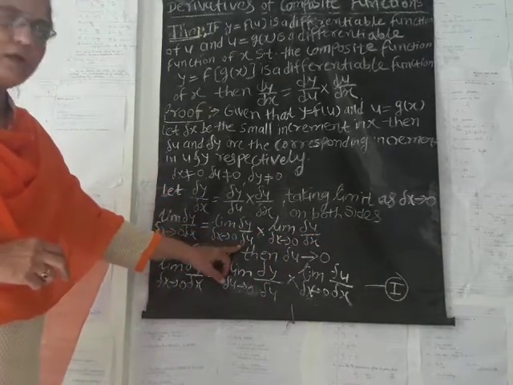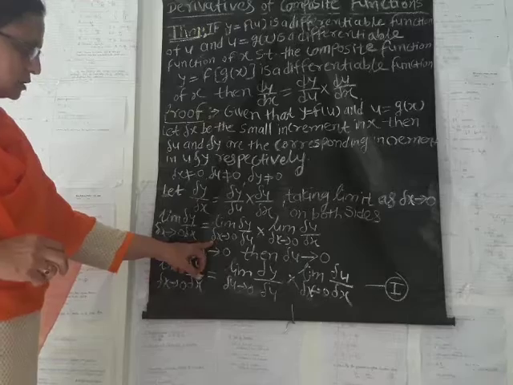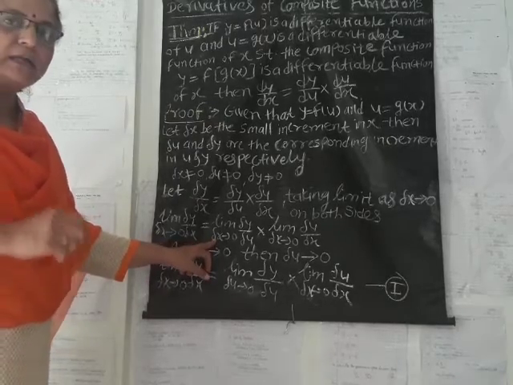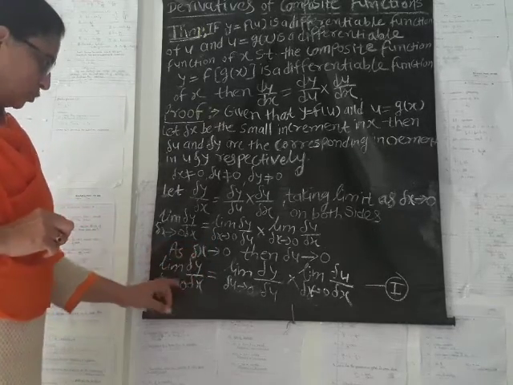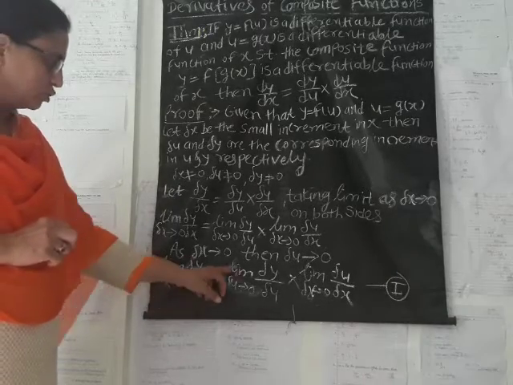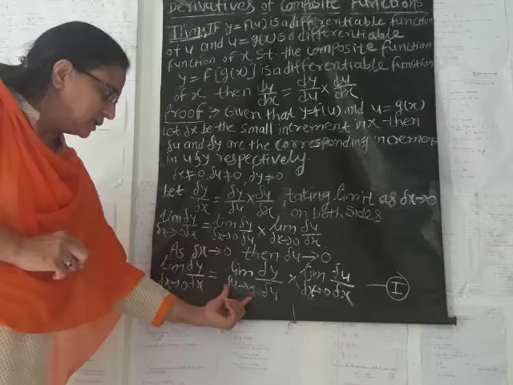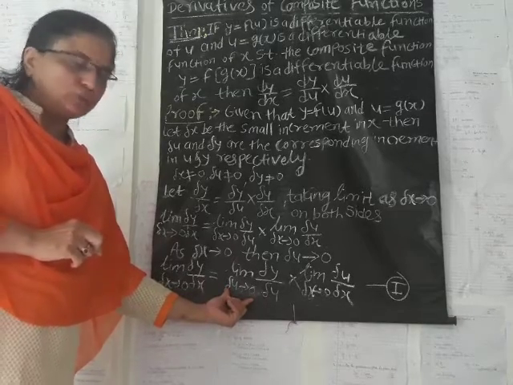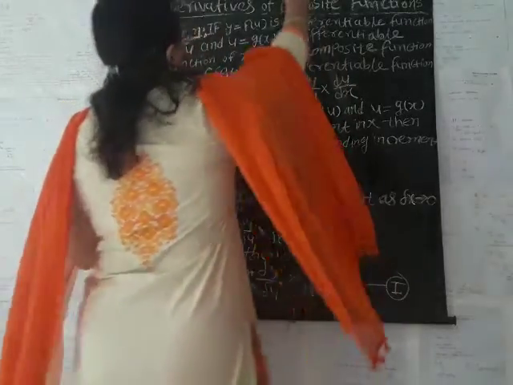But here, upon delta u, and here delta x tends to 0. We want here delta u tends to 0. So limit delta y by delta x tends to 0 is equal to limit, instead of delta x here delta u tends to 0. Call this first.